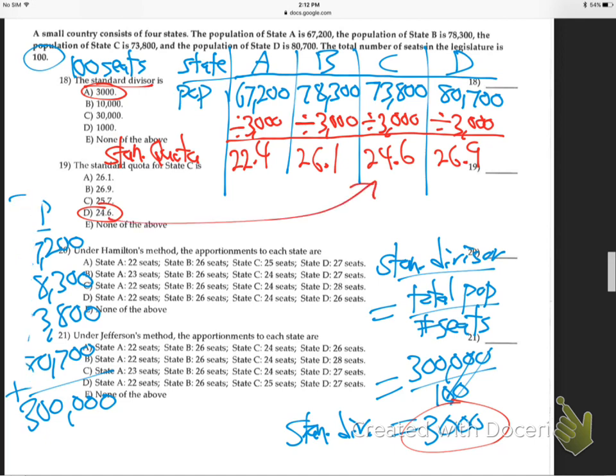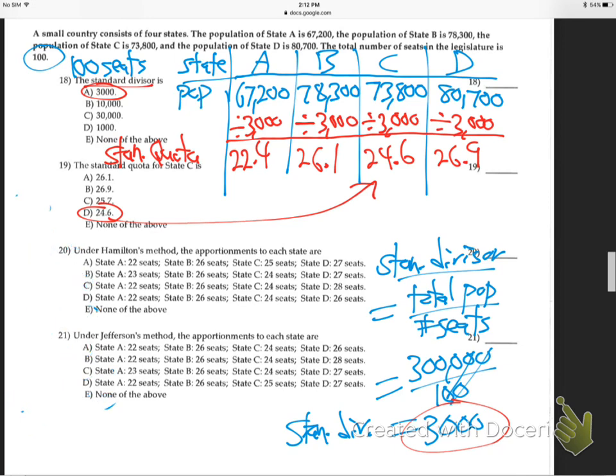Coming on down here, number 20, under Hamilton. Now we're going to do all four methods: Hamilton, Jefferson, Adams, and Webster's. So under Hamilton. All right. So do you remember how do we do Hamilton?